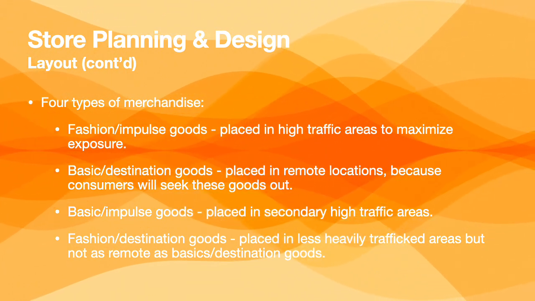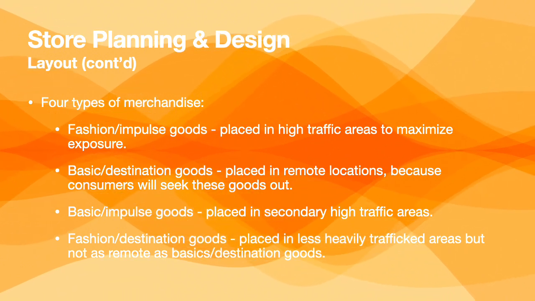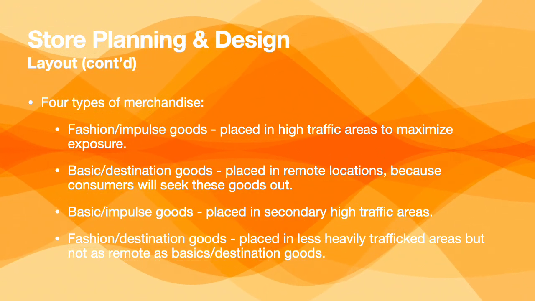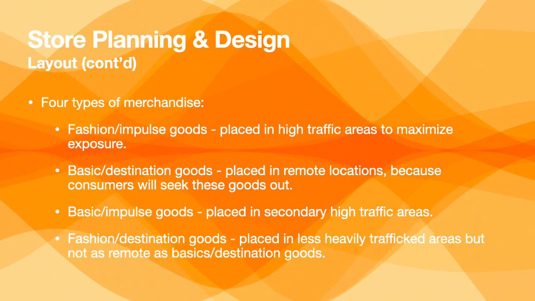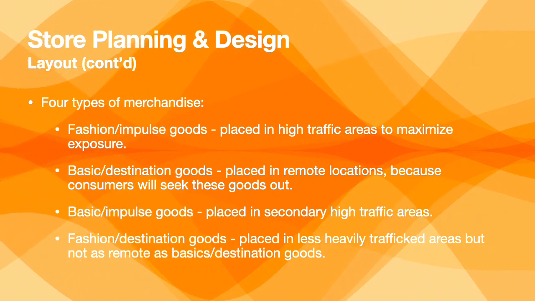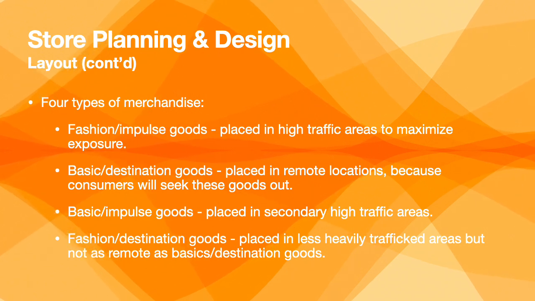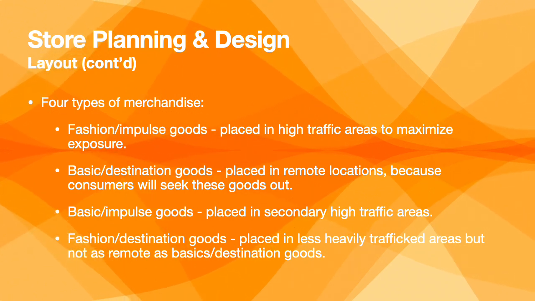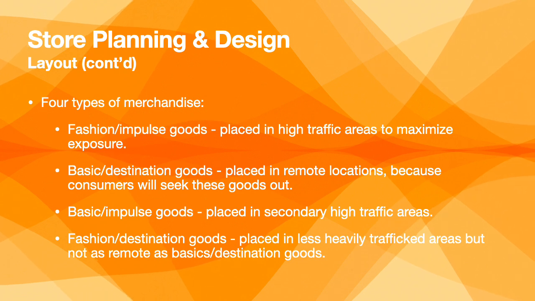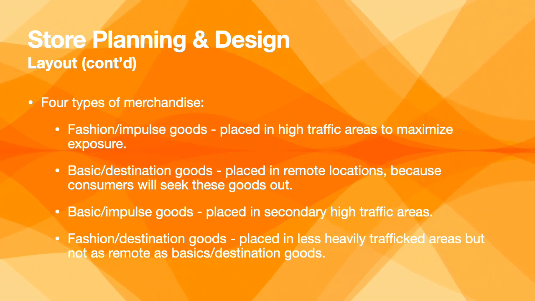Basic and impulse goods are placed in secondary high traffic areas. Your fashion and destination goods are placed in less heavily trafficked areas, but not as remote as basic or destination goods. Consumers seek out goods in this category.